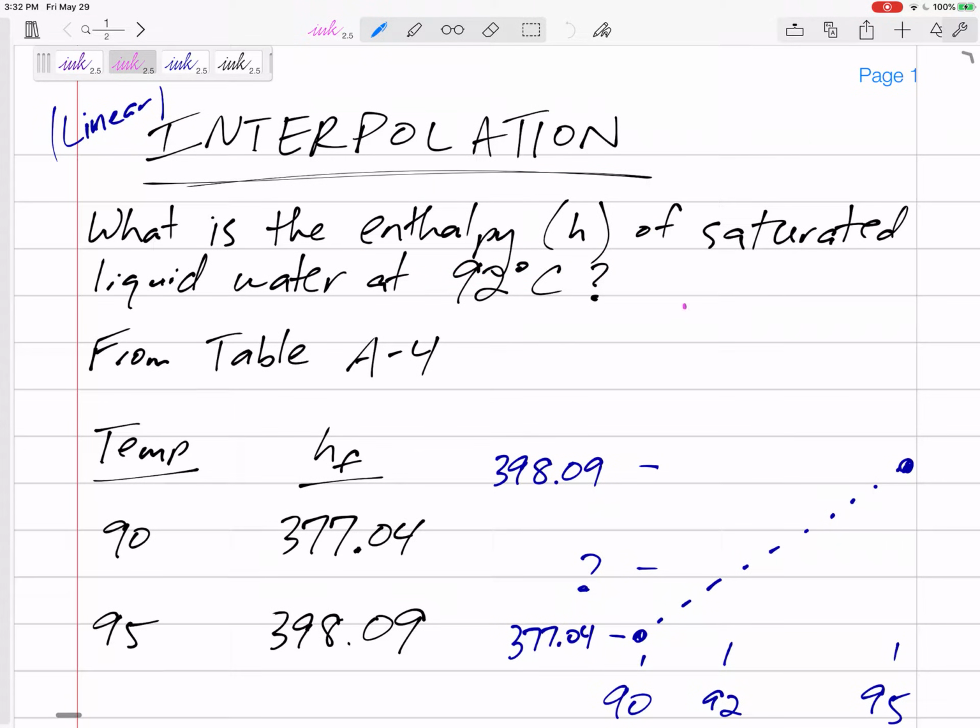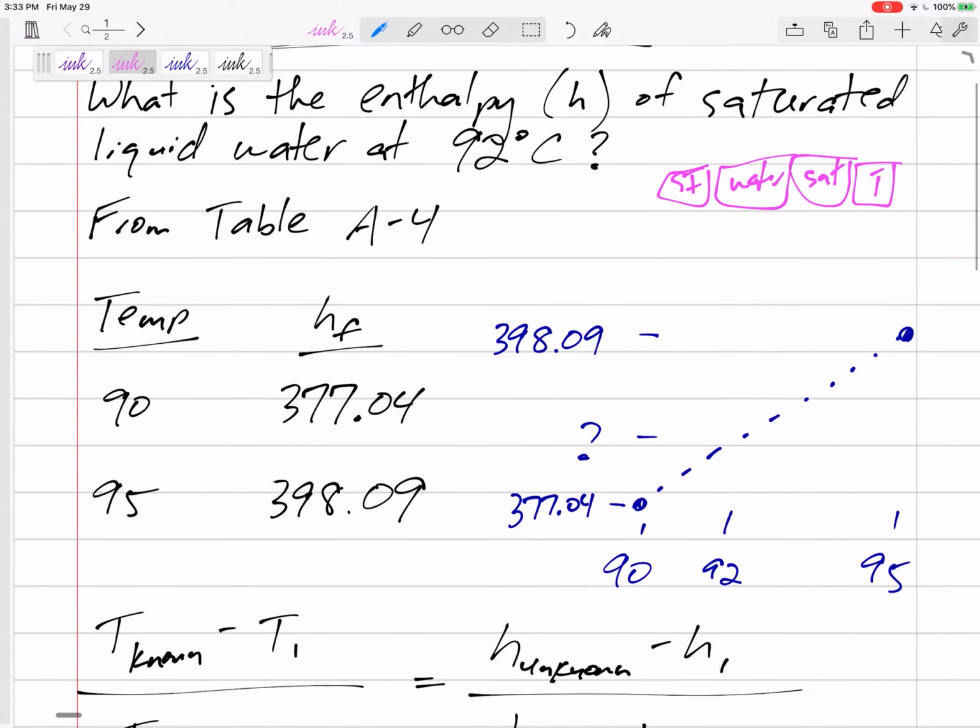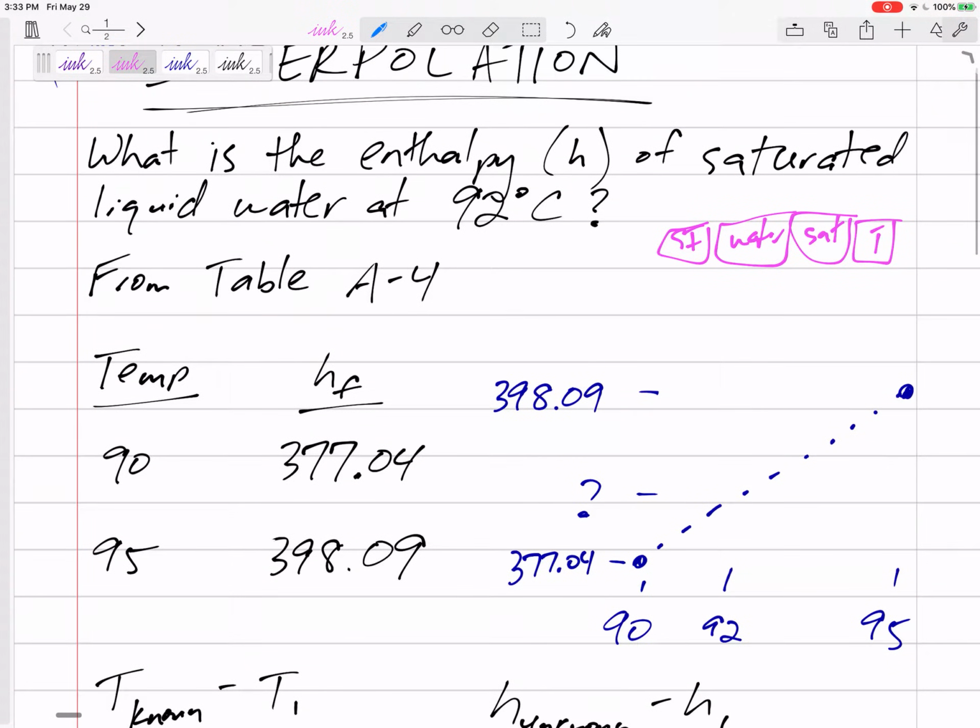All right, so first of all, I know it's SI units because 92 degrees. I know that it is water, so I'm in tables 4, 5, 6, 7. I know it is saturated, so I'm in tables 4 or 5, and they give me a temperature, so I know I'm at table A4. Right? So I go to table A4, and we've got a line for 90 degrees C. We've got a line for 95 degrees C. But the question is asking for 92 degrees C.